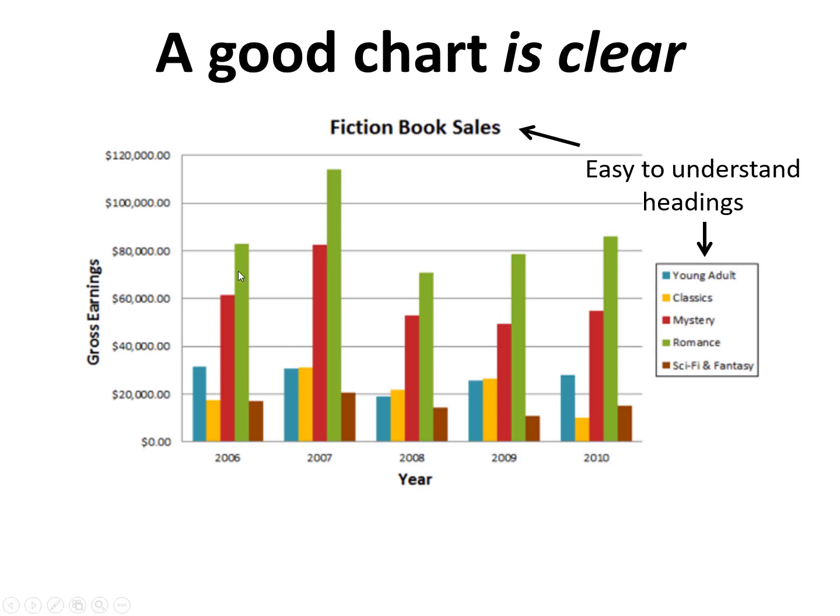Back in 2006, romance sold 80,000 worth of stock. In 2007, it was up to over 110,000, and it seems to be settling round about the 80,000 mark. And we can tell all of that because the axes are so clearly labelled. If I'm the bookseller and I have a chart like this, it's pretty easy to see how I should organise the space on the shelves in my shop.